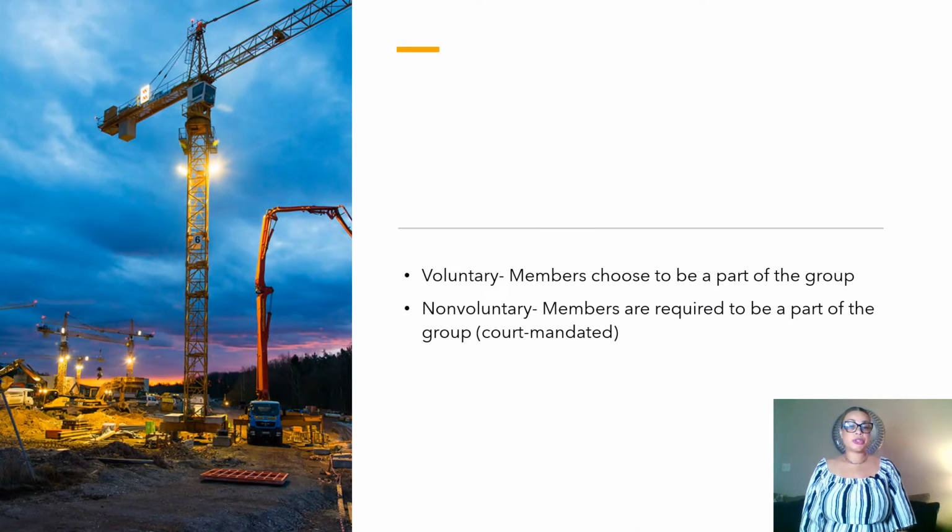Voluntary: members choose to be a part of the group. Non-voluntary is when members are required to be a part of the group, which could be court mandated.